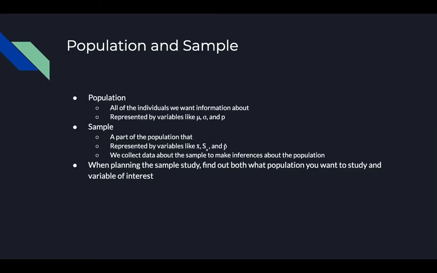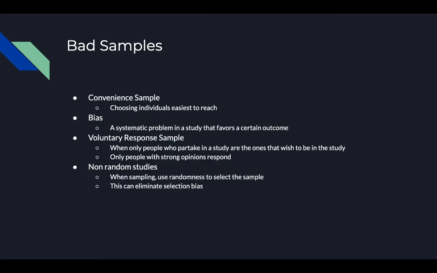4.1 Sampling and Surveys. In statistics, we often take a look at two things: the population and the sample. The population is all of the individuals we want information about. This is represented by variables like mu, sigma, and p. A sample is a part of that population, which we represent through variables like x bar, s of x, and p hat. In statistics, we often take data about the sample, which we use to make inferences about the population. When planning the sample study, we need to figure out both the population and the variable of interest.